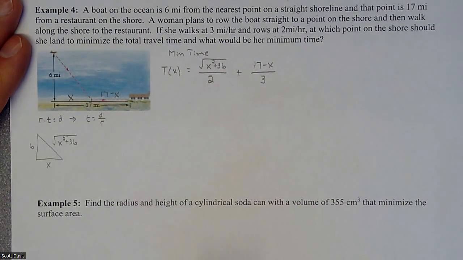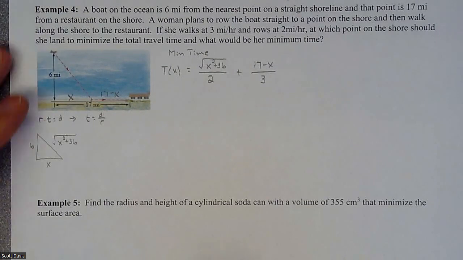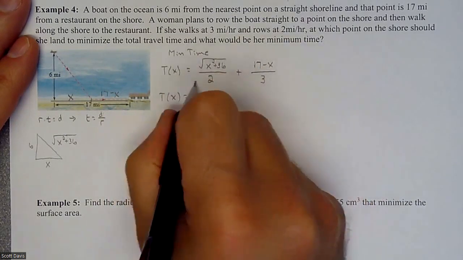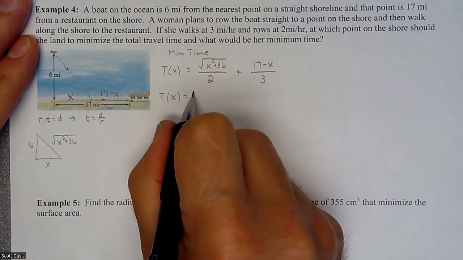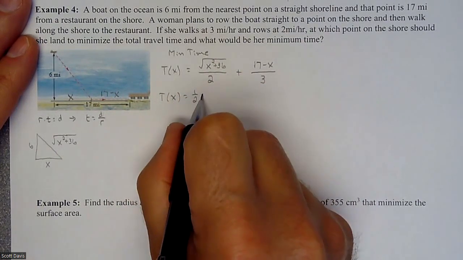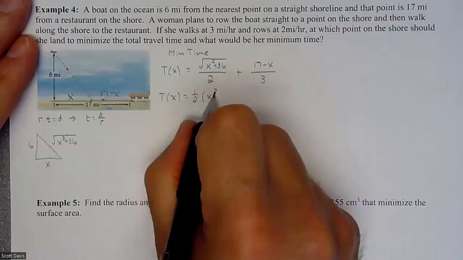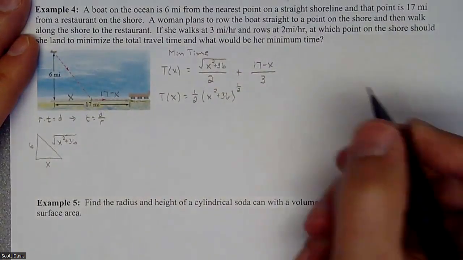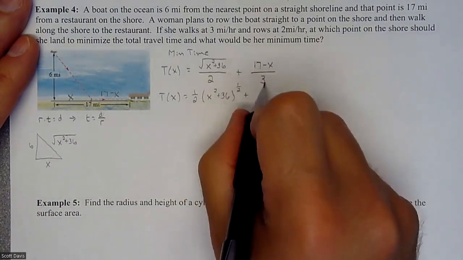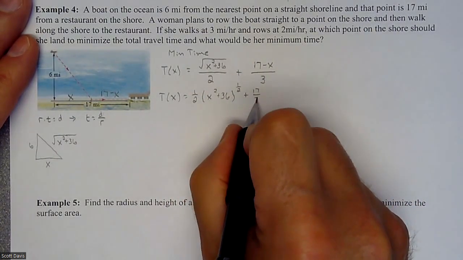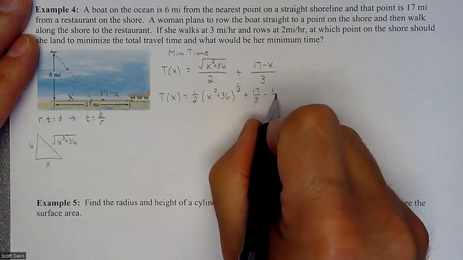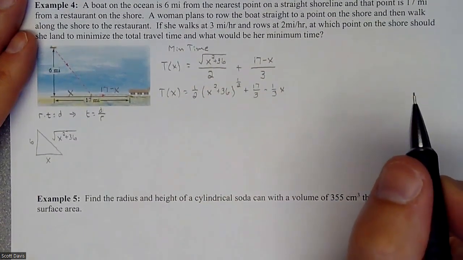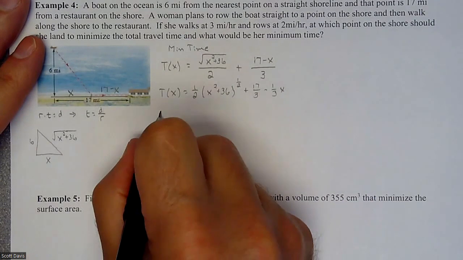So we need to rewrite it a little bit in order to get it ready for the derivative. I don't like the way it is. So let's rewrite this: a 1/2 multiplied by this square root, which I'm going to rewrite as a 1/2 power, so it's ready for the derivative. And then this fraction, I'm going to break up into two fractions: plus 17/3 minus 1/3 x. So that's a little nicer and easier to take the derivative of. All right, we're ready to go. So let's do our derivative.